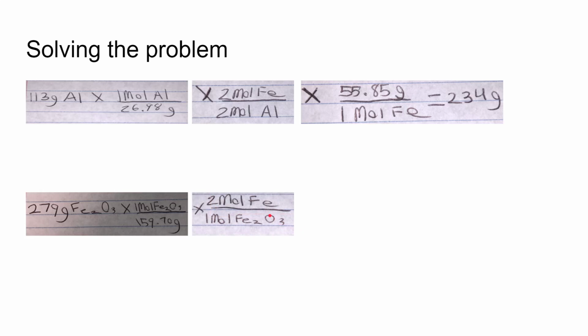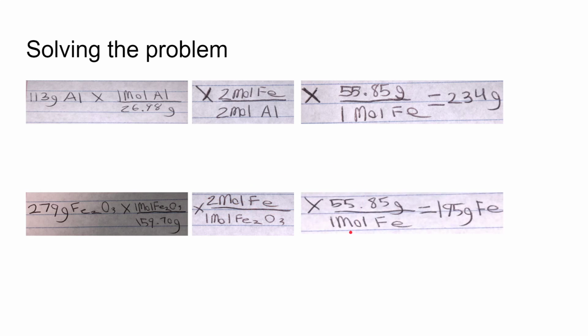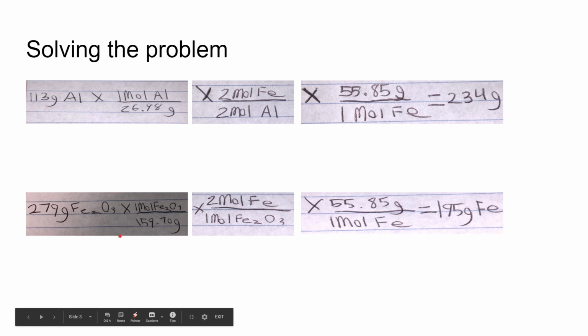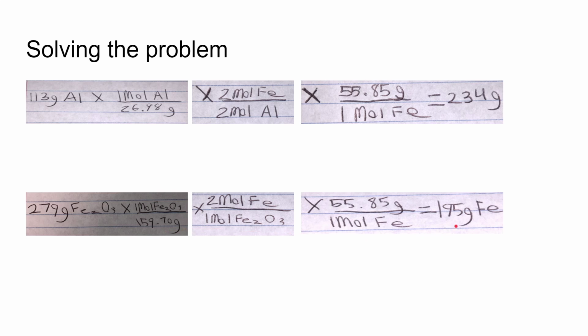So now that we have iron in terms of moles, we can put that again at the bottom and find that 1 mole of iron equates to 55.85 grams. This is the molar mass of iron. This is how we get 55.85. So then we can cross out grams, moles, again, moles, and multiply everything on the top. So 279 grams times 2 times 55.85 divided by 159.7, and then that would equate to 195 grams of iron.